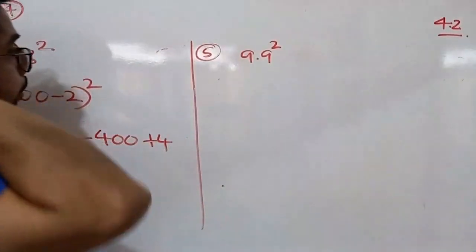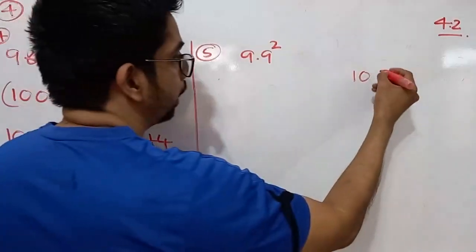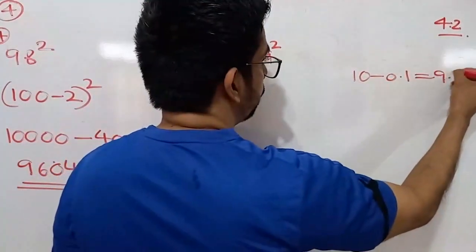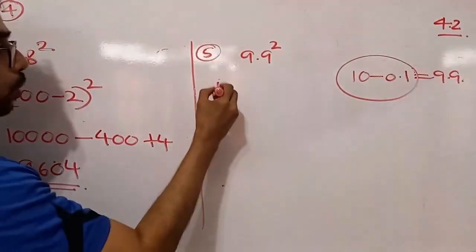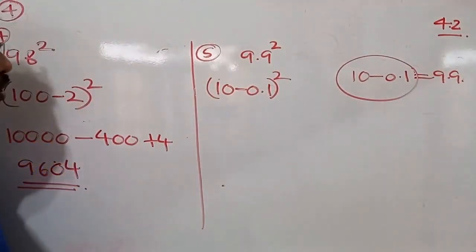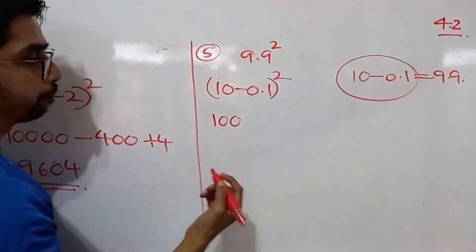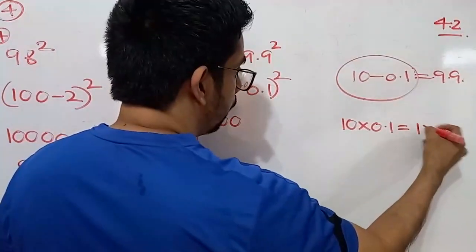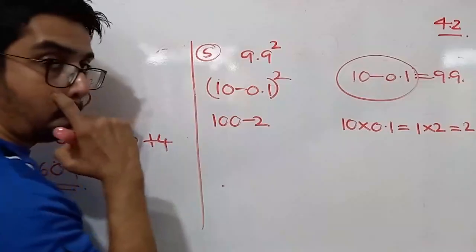9.9 squared. We know if we take the number 10 and subtract 0.1 from it, the answer will be 9.9. So this is what we have to take. 10 minus 0.1, squared. 10 squared is 100. Then 10 times 0.1 is 1. Multiply that by 2, we get 2. 100 minus 2.